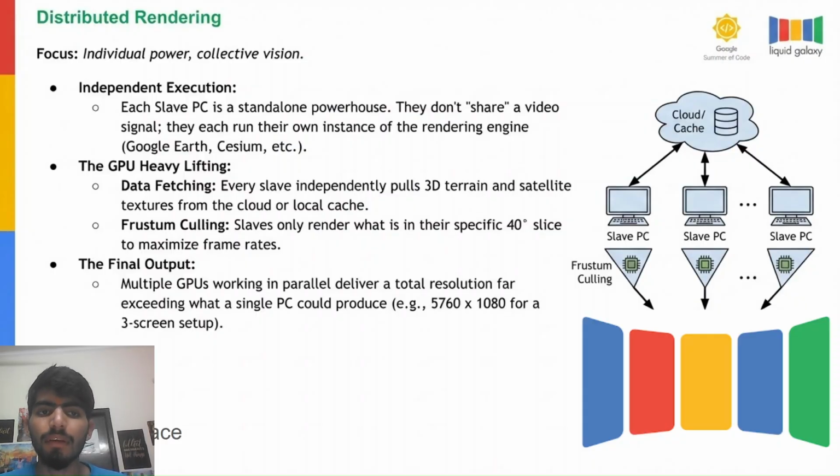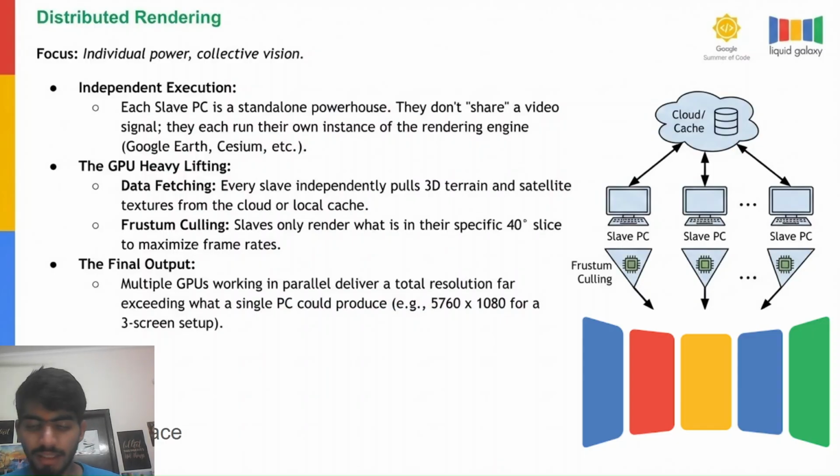As the point also said, individual execution happens. Each slave PC is a standalone powerhouse. They don't share a video signal. They each run their own instance of the rendering engine. So they individually connect to the server and get the data. The server can be Google Earth, Cesium, etc. Now the data is fetched by the slaves.